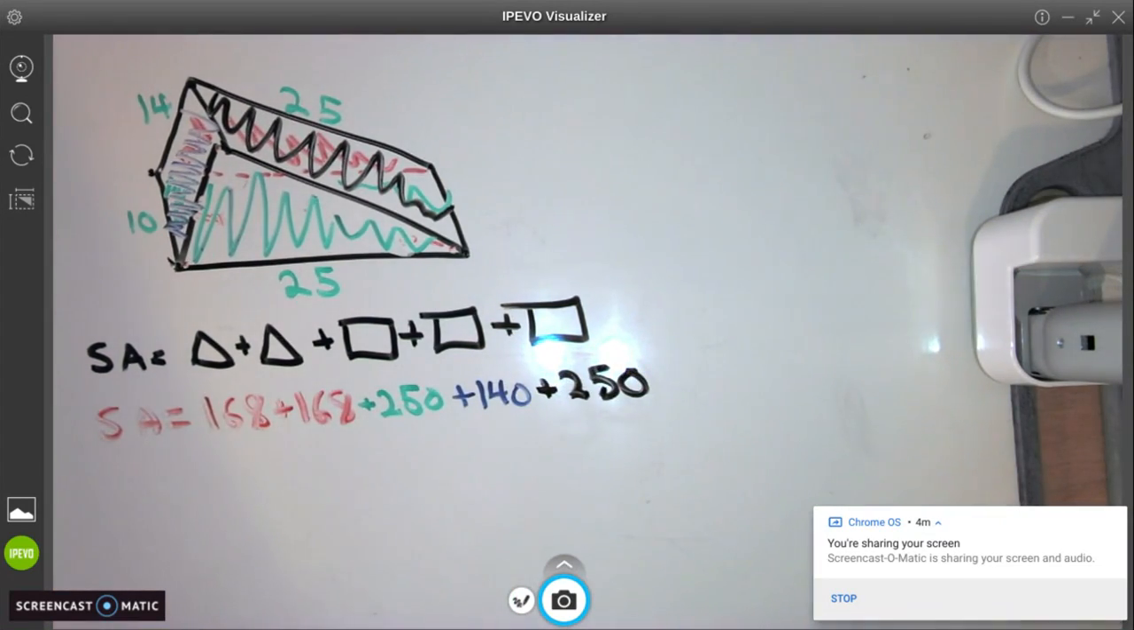Okay, then the last step is they need to add all of these together, right? So the surface area of all of this is going to be 976 square meters.